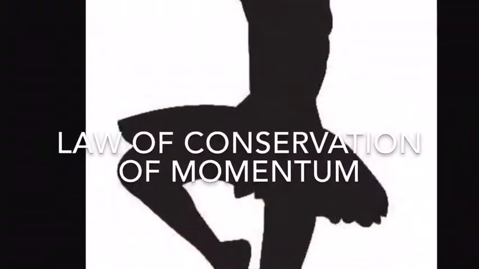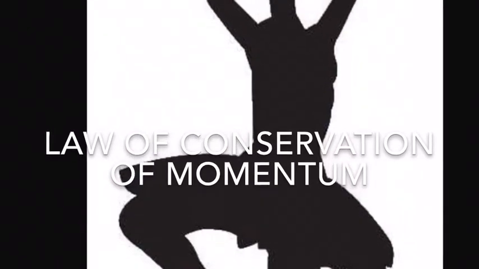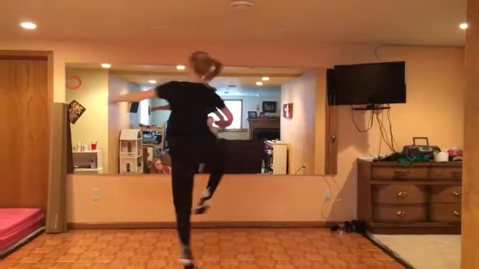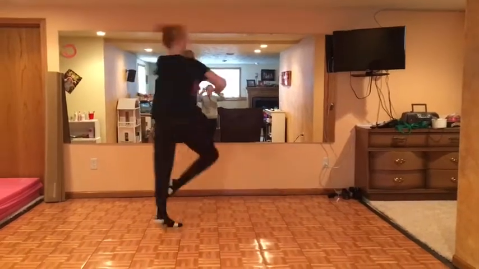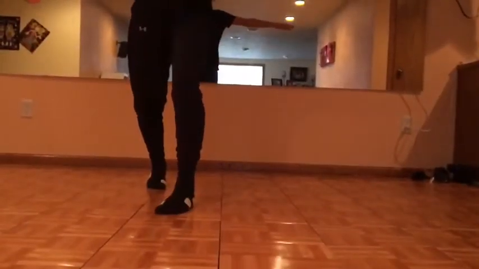The law of conservation of momentum: in an isolated system, the total momentum of the two objects before the collision is equal to the total momentum of the two objects after the collision. By the other leg moving constantly, it stores momentum. When the leg comes back to the dancer's body, that momentum is transferred to the dancer to propel her around.